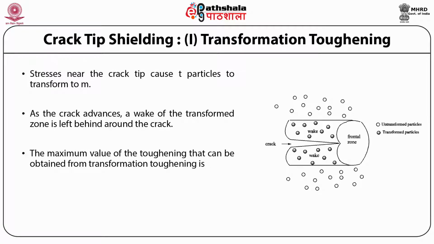So the maximum value of the toughening that can be obtained from the transformation toughening is delta K_T max equal to C multiplied by E V_f^T multiplied by e^T multiplied by root of H, divided by 1 minus nu. Now here C is a constant, E is the Young's modulus of the matrix, V_f^T is the volume fraction of zirconia transformed, e^T is the volumetric strain associated with the transformation, 2H is the width of the transformation zone, and nu is the Poisson's ratio.